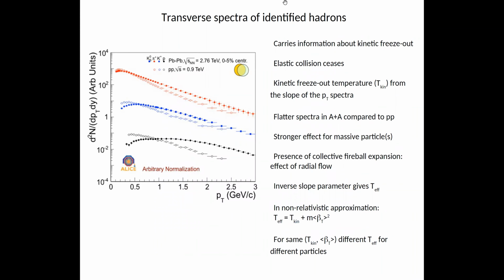So we'll start with the transverse spectra of identified hadrons, which is useful to get information about the kinetic freeze out achieved in the heavy ion collision.